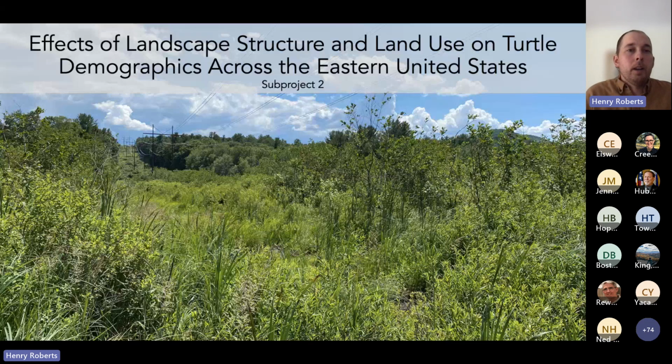So for that, I would like to move on to the second sub-project of this agreement, which we're calling the effects of landscape structure and land use on turtle demographics across the eastern United States.